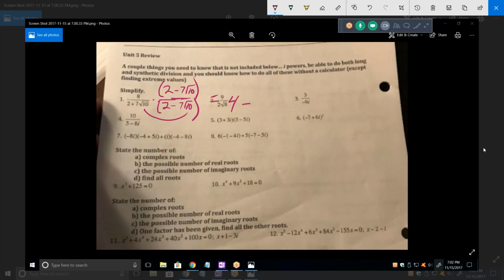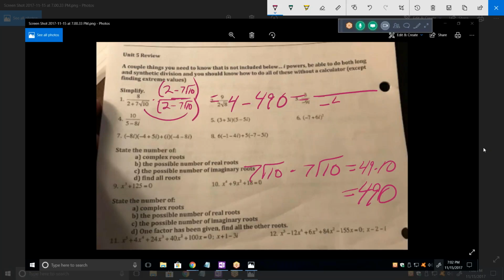What is 7 root 10 times 7 root 10? First of all, 14 times, not 14, but 10? 49. Oh, right, 49 times 10, so 490. So 490, exactly. And this has a negative sign in front of it. So it's that. So my denominator becomes a real number. Right. And that's what we're trying to accomplish.